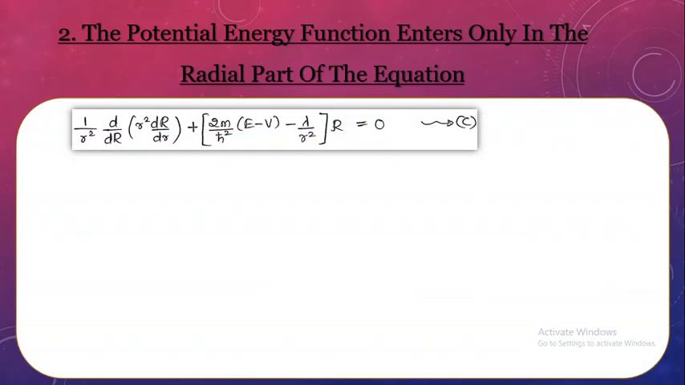Already we have found the radial part of the equation, which is equation number C in our previous class, and here we are going to define a new function, that is R equals xi of r divided by small r.